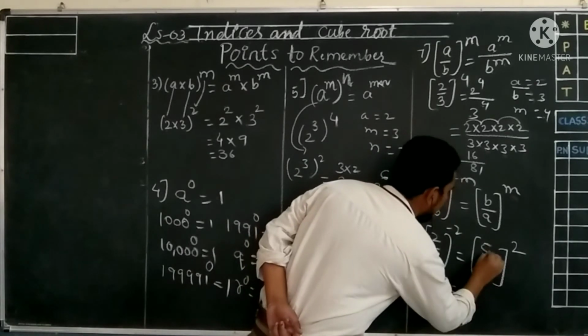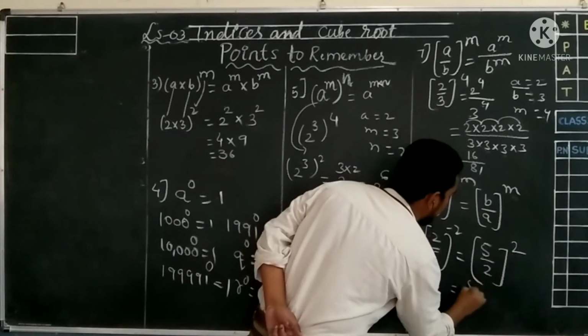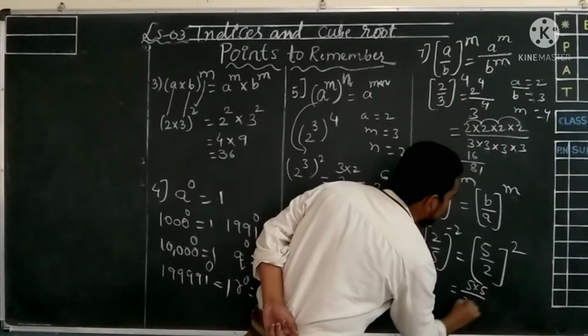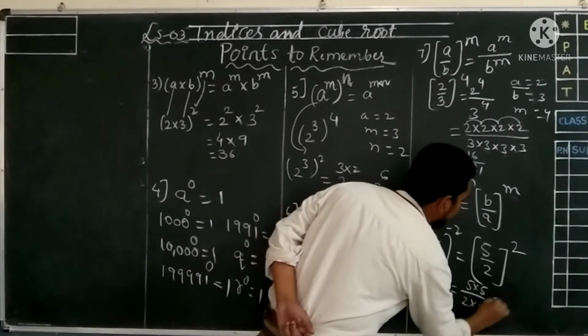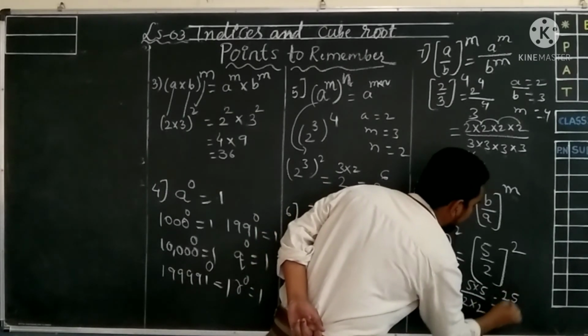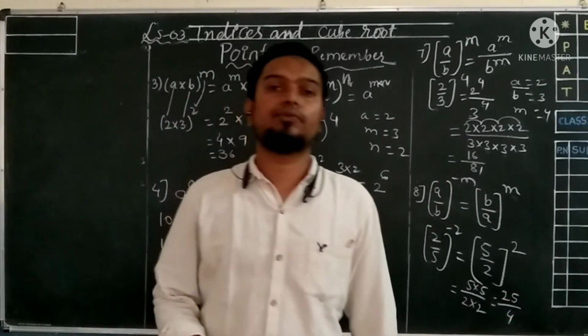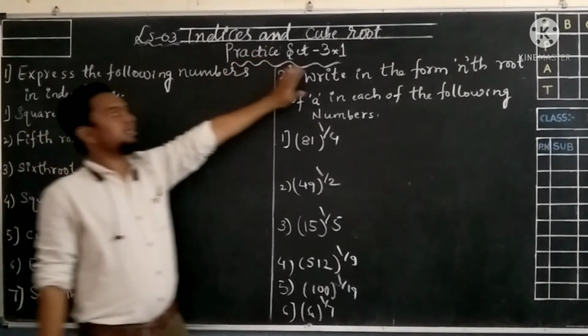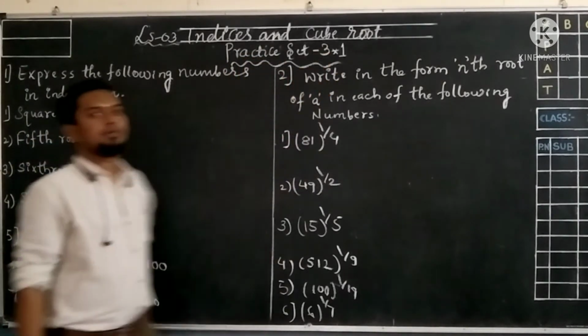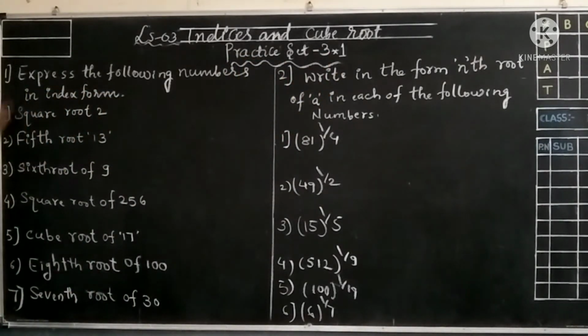Therefore, 5 is multiplied by how many times? 2 times. 5 into 5 upon 2 into 2. Therefore, 5 5s are 25 and 2 2s are 4. Practice set number 3.1. Question number first.